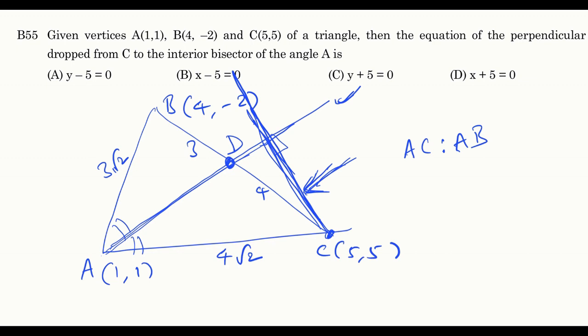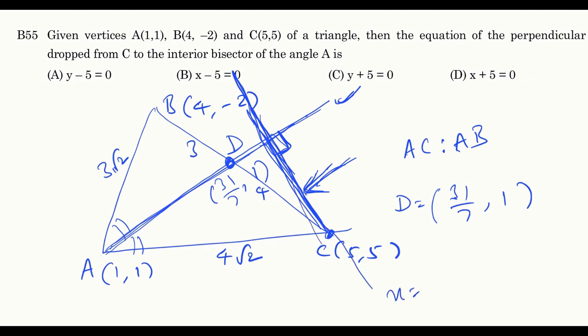So writing the coordinates of D, I'm getting 31 by 7 comma minus 8 plus 15, so I'm getting 7 by 7, that will be 1. So the coordinates of D are 31 by 7 comma 1. Now if I go for the slope of this line, you can see that the slope is 0. That means it is parallel to the x-axis. Because this is perpendicular to that line, it is parallel to the y-axis. Therefore its equation is nothing but x is equal to 5.